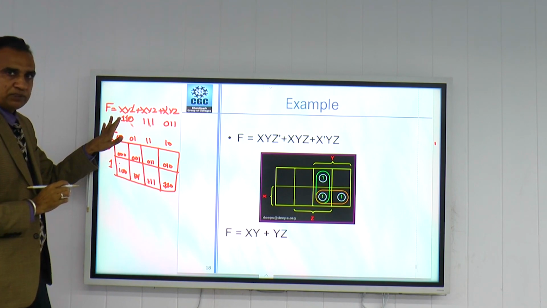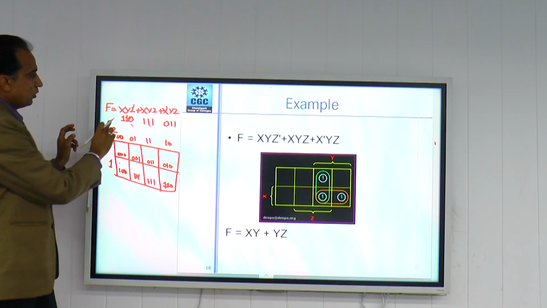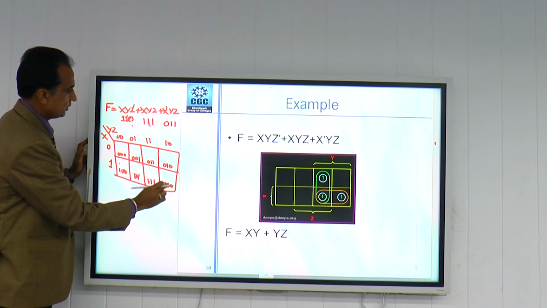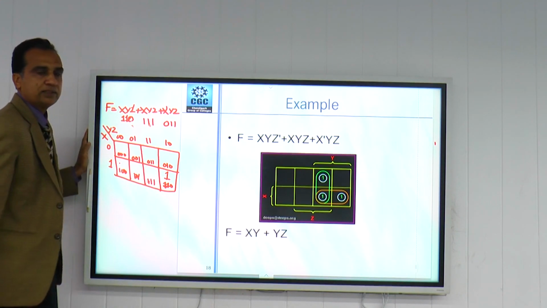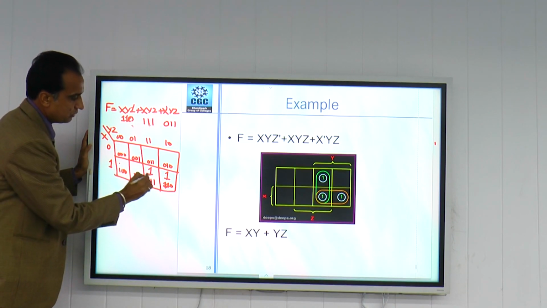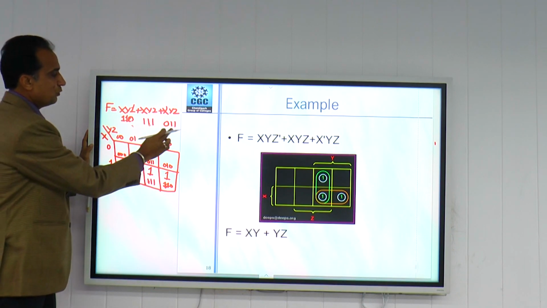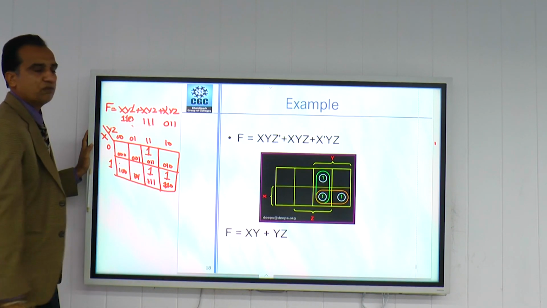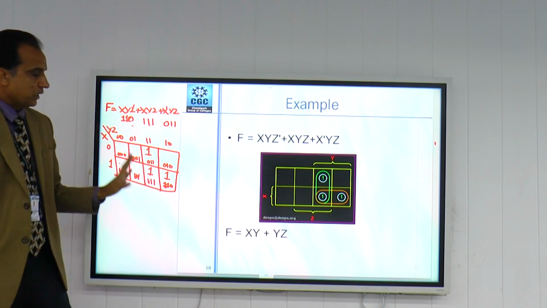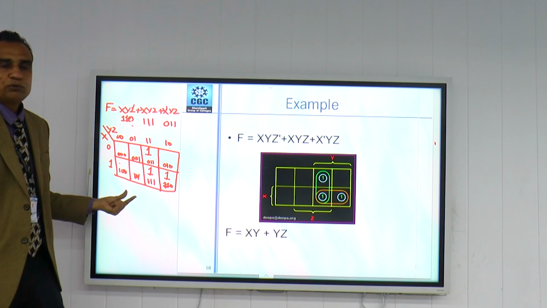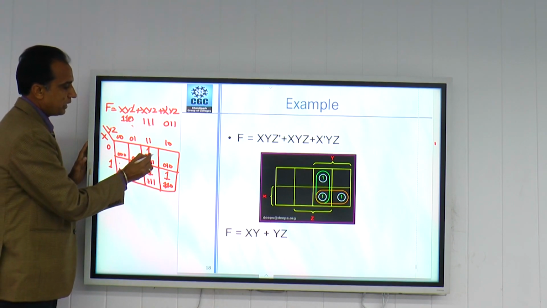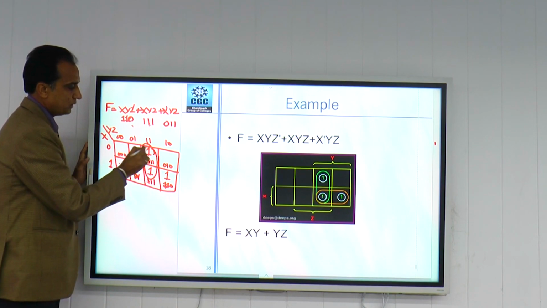Now we have to map this equation onto the K-map. Now 1 1 0 means we have to put 1 in this square. Then 1 1 1, now we have to put 1 in this box. 0 1 1 means we put 1 in this box. So we fill the K-map accordingly. After filling the K-map, we have to create the groups. Now, how many groups are possible? For example, I have created a group of 2 ones.